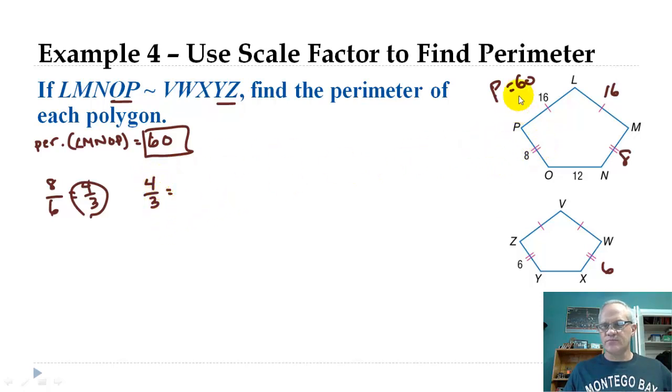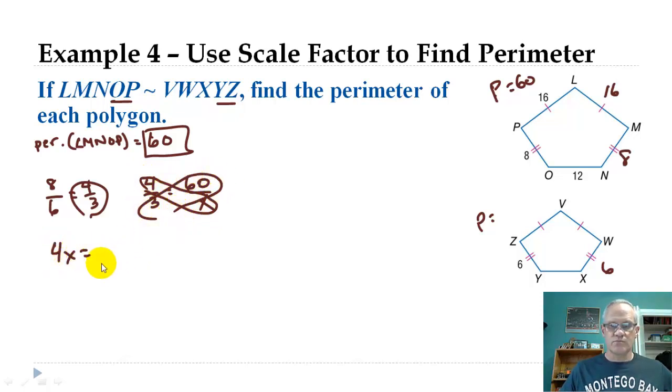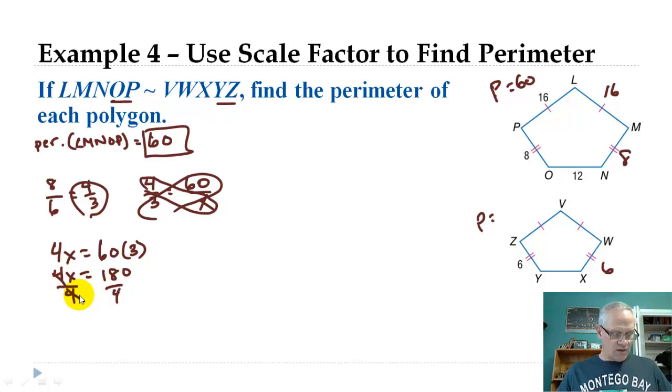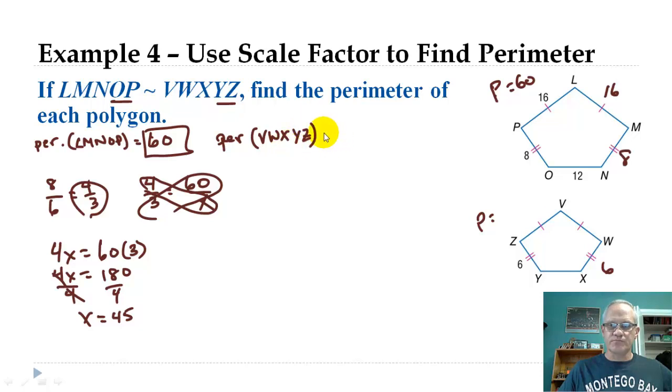That is the same ratio as the perimeter. So the perimeter of the top one, 60, goes on the top, over X. X is the perimeter of this one down here. Guess what? We have a proportion there that we can solve, cross products. So we're just going to go 4 times X, and that will equal 60 times 3, which is 4x equals 180. Divide by 4. And so that would be 45. So x is 45, which is the perimeter of VWXYZ.